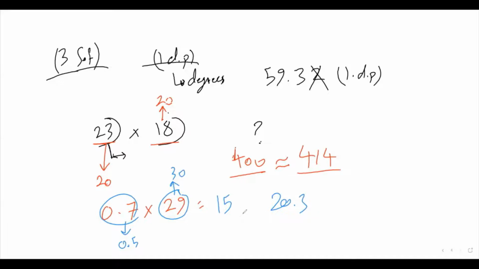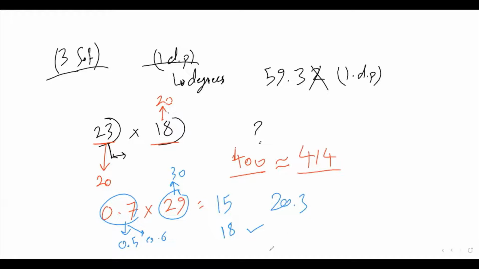You could have reduced this to 0.6 as well. In that case, you would get 18, but it doesn't matter. Of course, this is a more suitable answer. It's closer to the exact, but still it's acceptable.